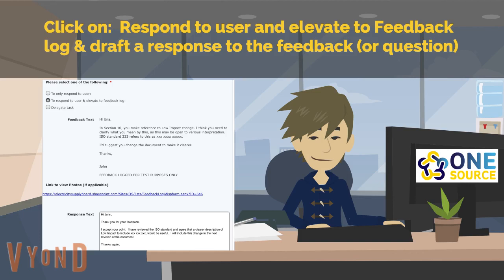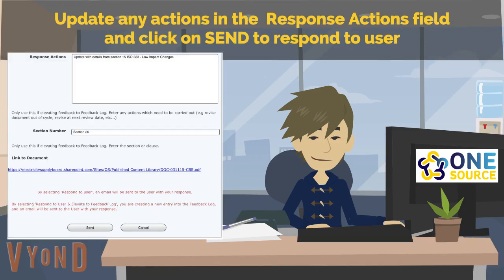When you are ready to respond, click on To Respond to User and elevate to Feedback Log. Draft a response to the question or feedback. If you need to take some action in response to the feedback or question, update details of the action in the Response Actions field. For example, you may decide that your document should be revised to take on board the feedback received. In cases where this needs to be done immediately, for example a safety critical change, you will immediately initiate a revision to the document. But in most cases, any changes are logged for consideration at the next scheduled review of the document.